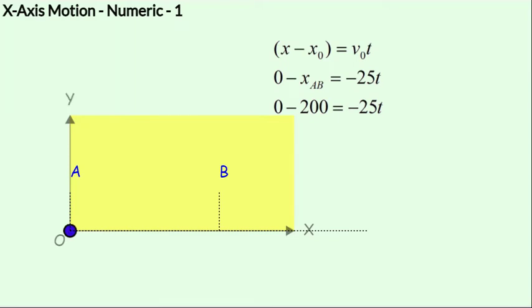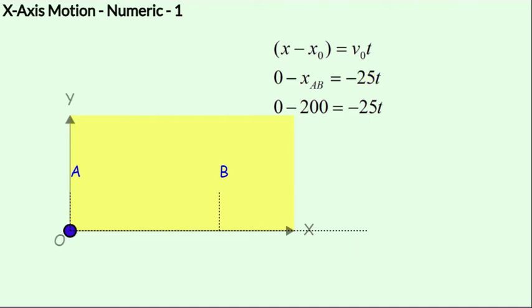The initial displacement of B would be B with respect to A, which is given as 200 meters, as the origin of the frame of reference is at A. And the final displacement would be 0, as B will meet A here with A being at rest. And B is approaching A with the velocity of B with respect to A, which we had computed as minus 25 meters per second to the left.